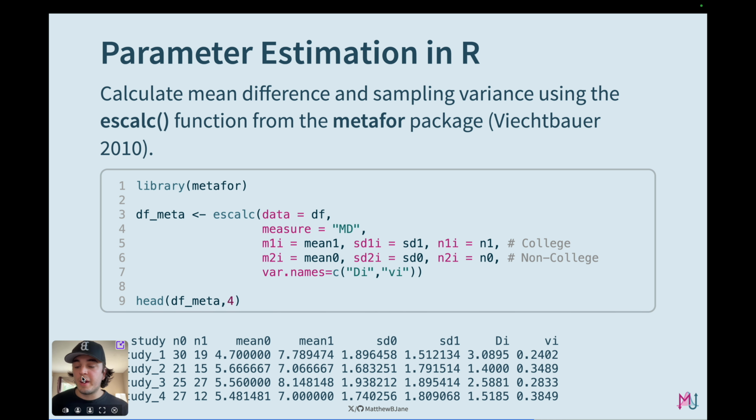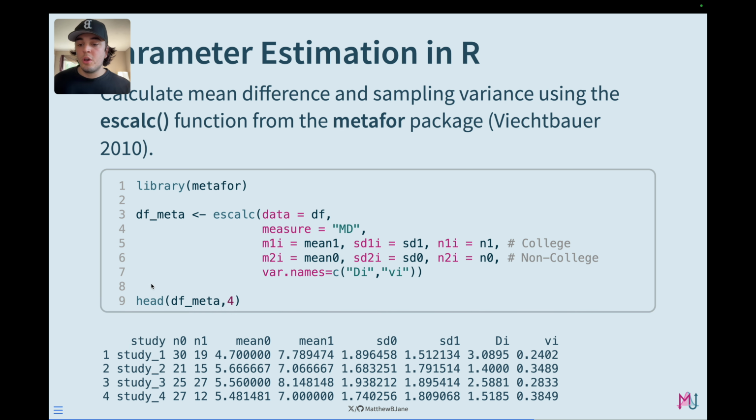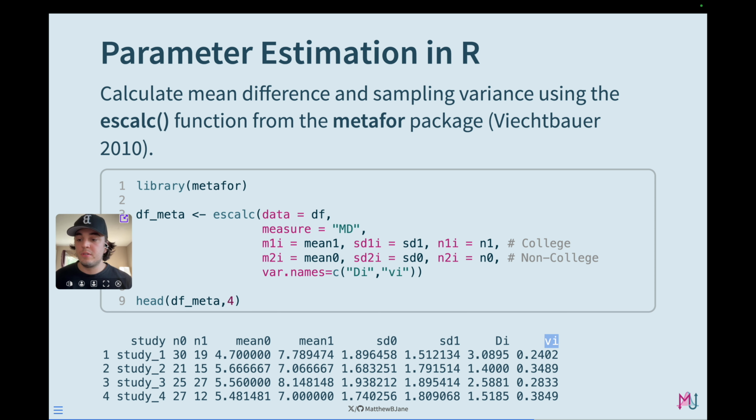So let me just move my face out of the way. We see that in the data set, now we have appended 2 more columns, yi for our mean difference and vi for our sampling variance.